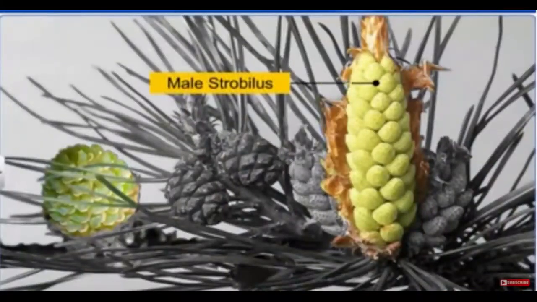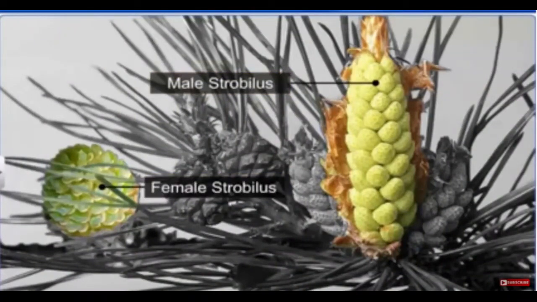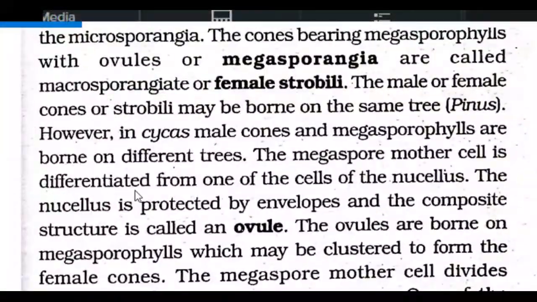So in the case of Pinus, male or female cones, or the male strobili or female strobili, may be borne on the same tree. But in the case of Cycas, male cones and megasporophylls or female cones are borne on different trees. Now the megaspore mother cell is differentiated from one of the cells of the nucellus. Listen once again. The megaspore mother cell, MMC, is differentiated from one of the cells of the nucellus.